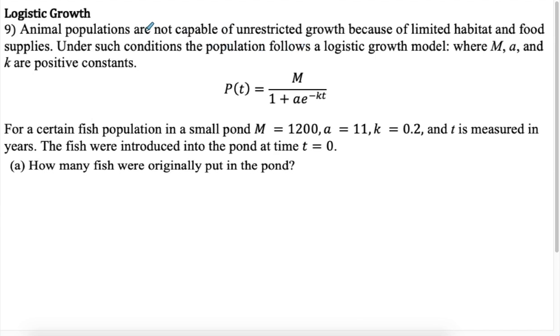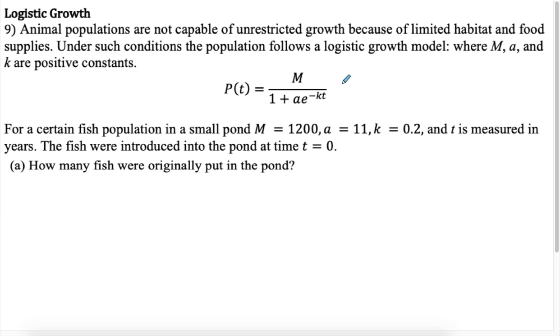So we're going to look at animal population. So they're not capable of exponential growth, unrestricted growth, because there's limited resources, limited habitat, limited food. So this is our basic logistic model, okay? So we're going to do two examples here. First, we're going to talk about a fish population where we're given each of these values.